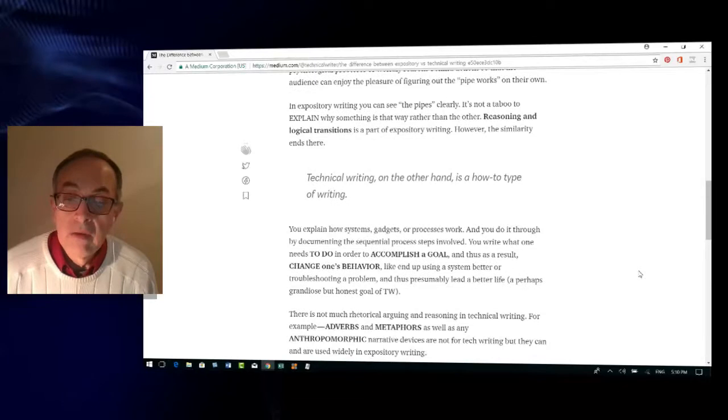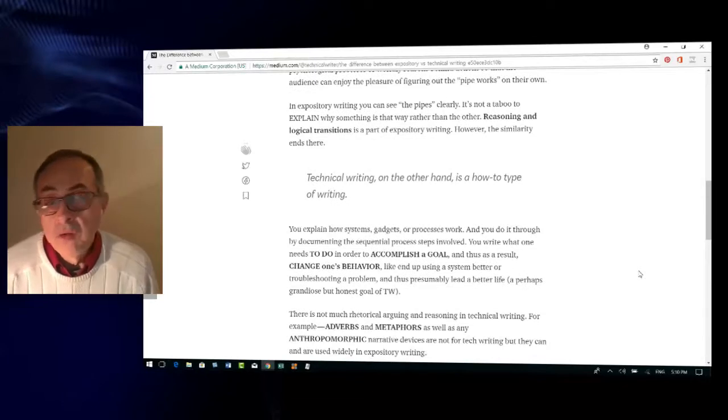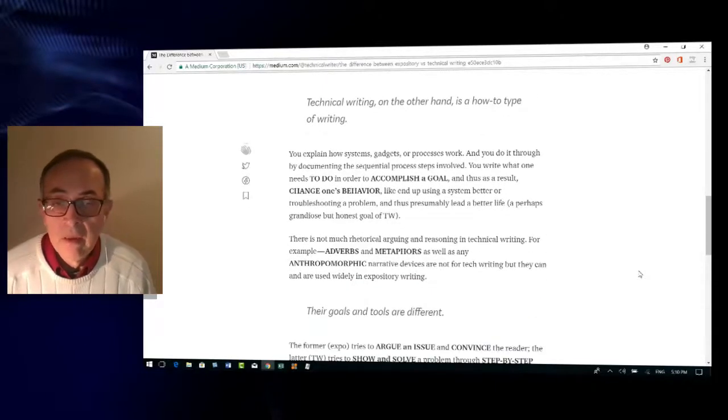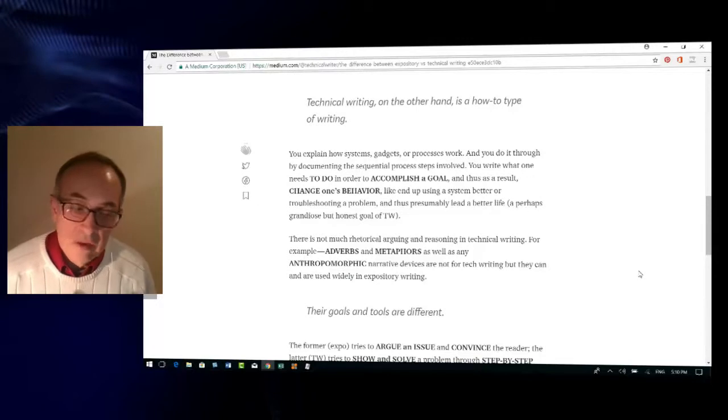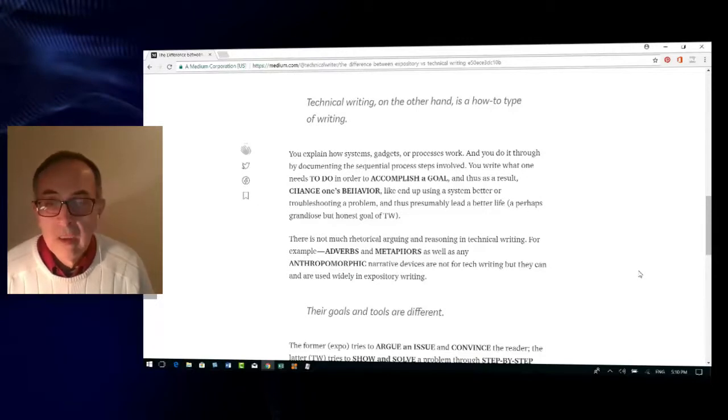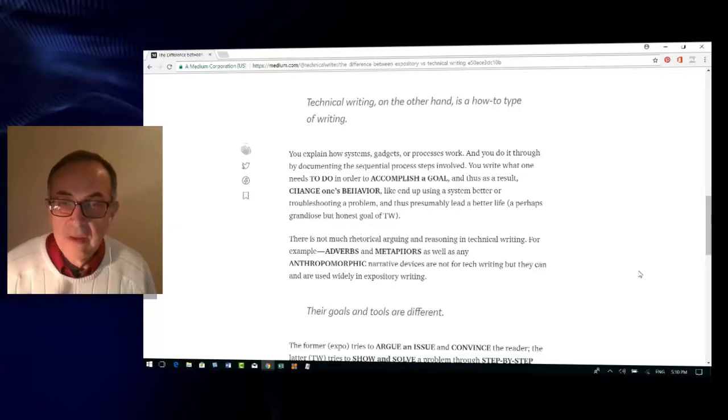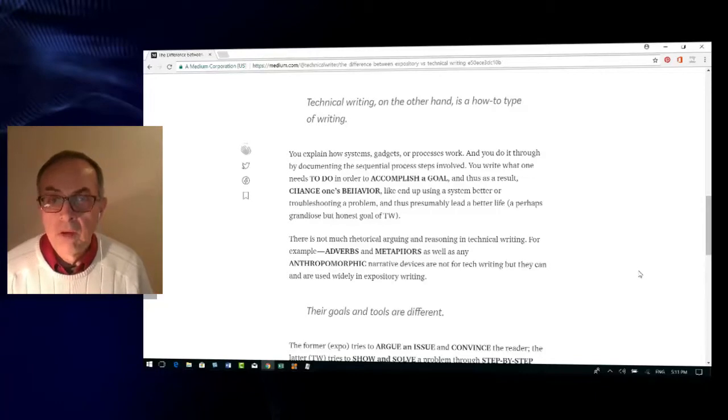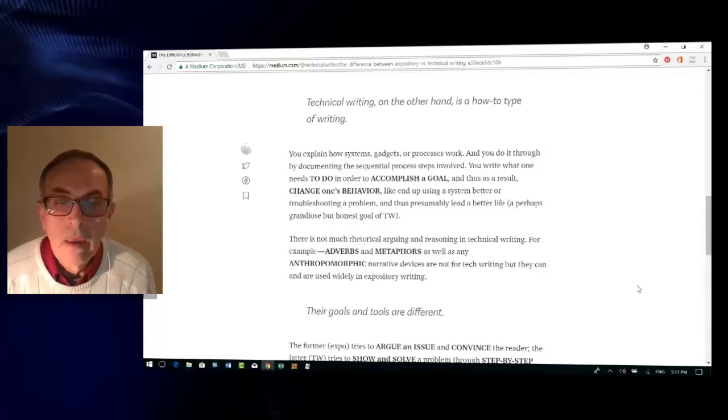And technical writing, on the other hand, is a how-to type of writing. In technical writing, you are usually trying to explain through logical steps how to accomplish a goal and how to solve a problem in order to change behavior. So that's why there is not much rhetorical arguing and reasoning in technical writing.